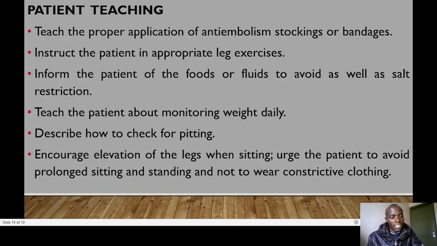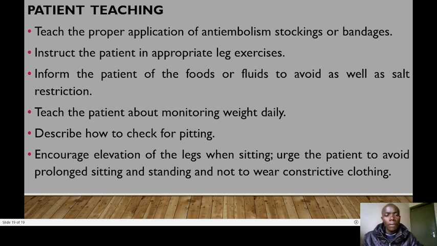So on patient teaching, remember that as you discharge the patient, you teach the patient on the proper application of anti-embolism stockings or bandages. You need to instruct your patient in appropriate leg exercises. Inform your patient of the foods and fluids to avoid as well as salt restriction. Teach the patient about the monitoring of weight daily, okay? Also, describe how to check for the pitting, okay, so that you know if it's pitting edema or non-pitting edema. And lastly, encourage elevation of the legs when sitting.